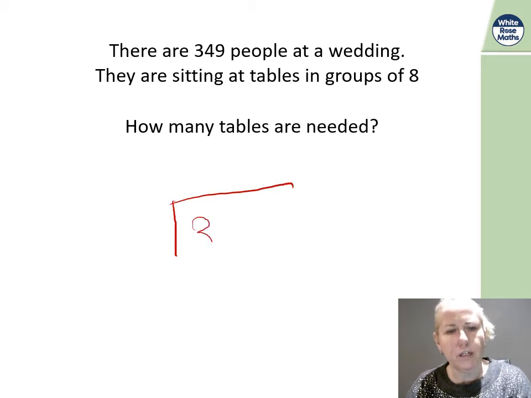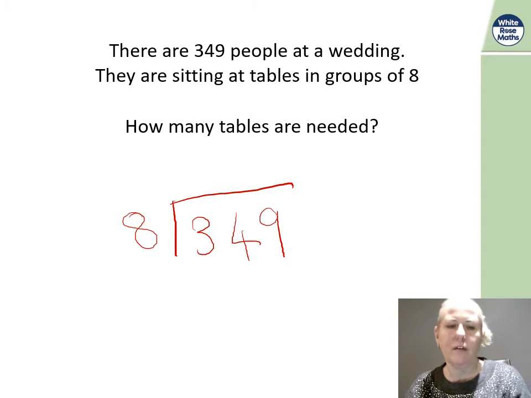So I've got 349 people. They're sitting on tables of 8. So how many 8s can I get in 3? Oh, I was going to show you one other little thing actually.